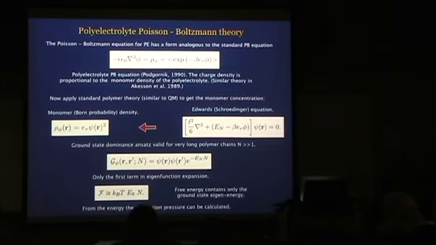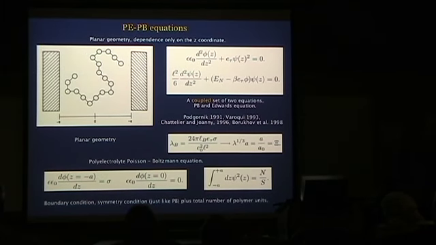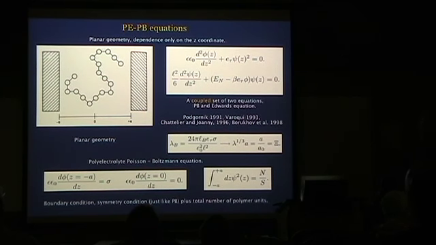So if I go back, look at this equation. The charge density is the charge per monomer times psi squared. That's the generalization of the standard Poisson-Boltzmann theory for connected counterions.